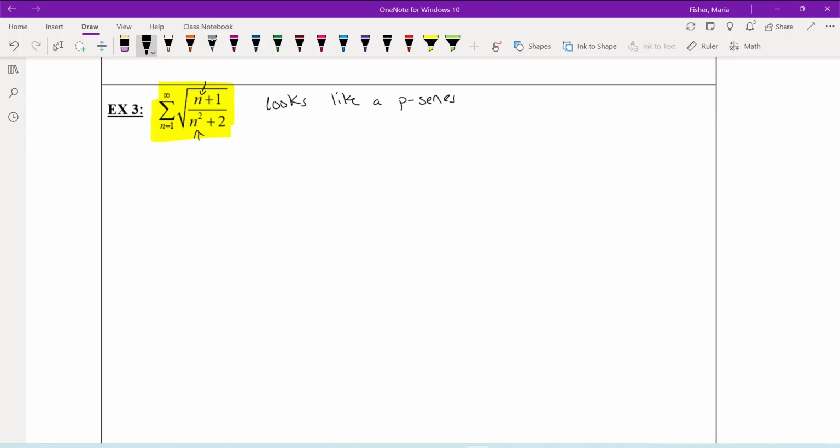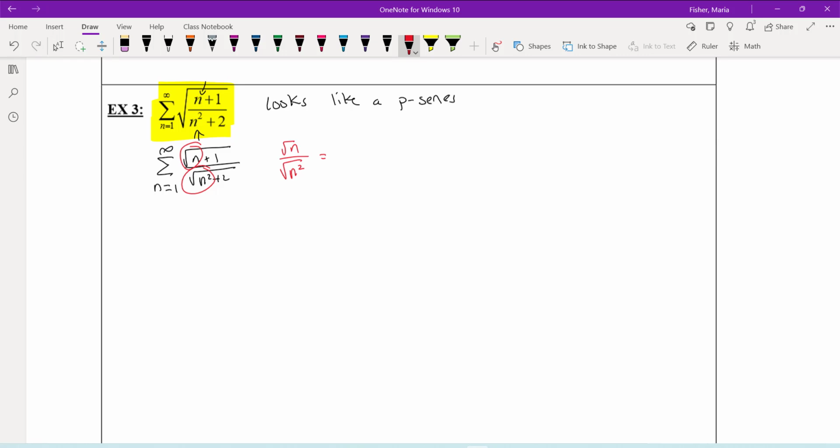Well, it might be confusing because it's the square root of the whole entire thing, so I know that I could distribute that square root to both numerator and denominator and rewrite this series as the square root of n plus 1 over the square root of n squared plus 2. Now that leading term in the numerator is the square root of n, and the leading term in the denominator is the square root of n squared.